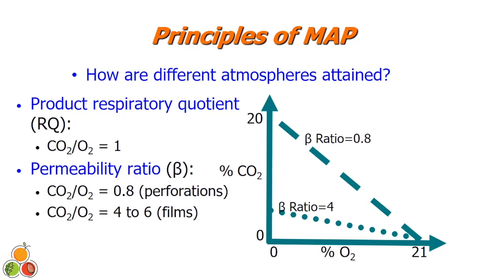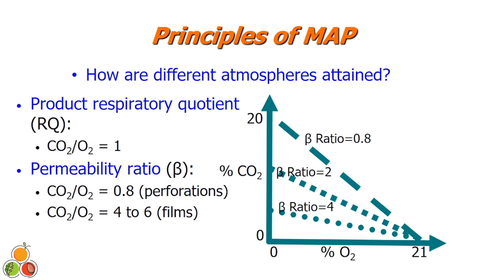So perforations have a ratio of about 0.8. Films mostly vary in the range of 4 to 6, being more permeable to CO2 than to oxygen. So if you have a film with a permeability of 4, you could get combinations of CO2 and oxygen that follow this line. A perforation-based film is going to follow a line like this.